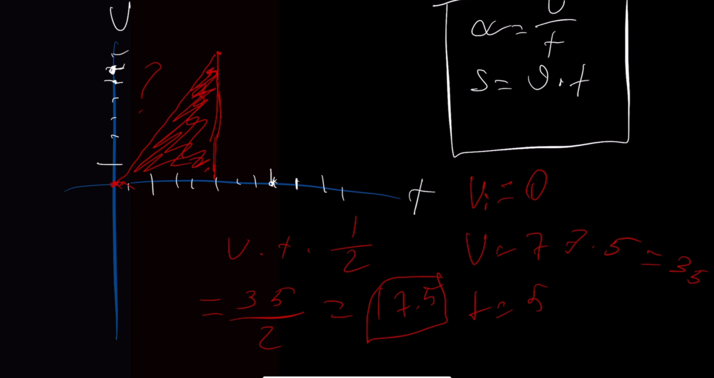That is the difference between the square shape and the triangle. Let me just write the formula for you. For the square shape, distance would be velocity times time, and for the triangle, that would be velocity times time divided by 2.